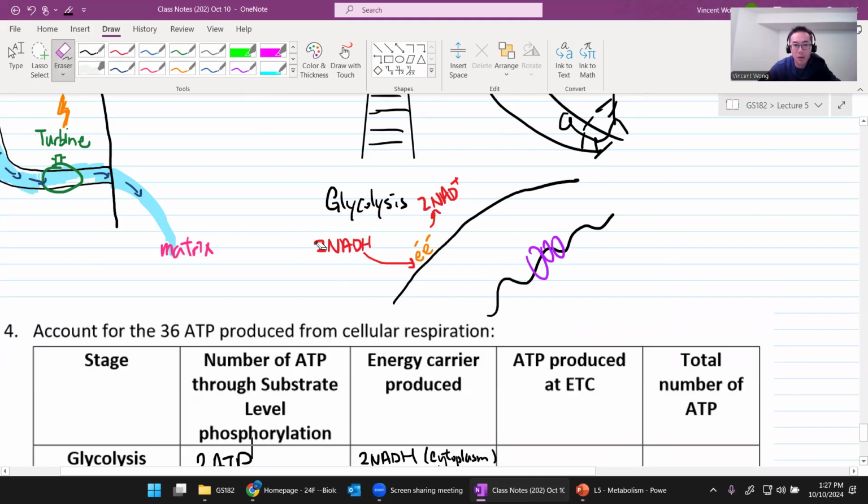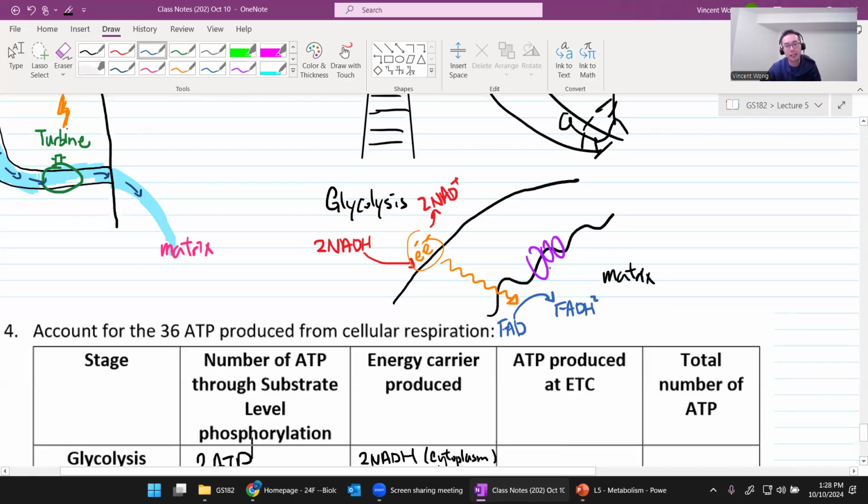Because the molecule is too big to cross. And then the electrons will cross themselves. And on the other side, in the matrix, something else will come pick them up. The FAD will come, and then they'll become FADH2.